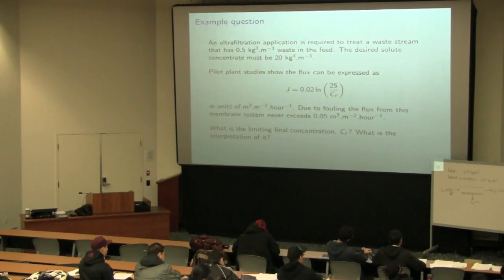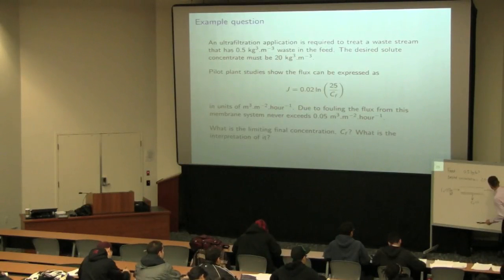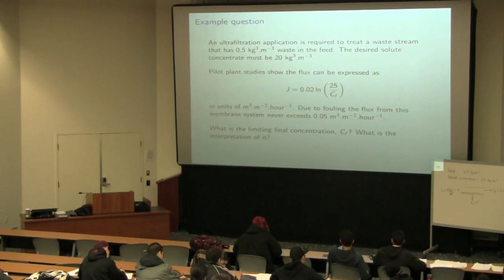Cf lim here, let's just be clear what this refers to. It's referring to this concentration coming out over there at the outlet. So at my limiting flux, JV, that would be the concentration I would expect to be leaving my membrane module. So if I'm told what the limiting flux is, that's easy to measure, it's 0.05 meters cubed per hour per meter squared. So 0.05 divided by the mass transfer coefficient 0.002 is equal to the log of 25 divided by this limiting concentration. Solving that for Cf lim, you can show that the limiting concentration is 2.05 kilograms per meter cubed.